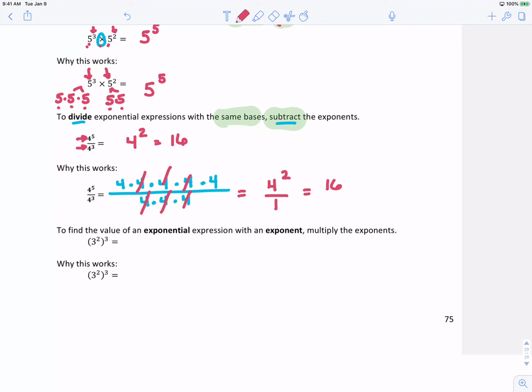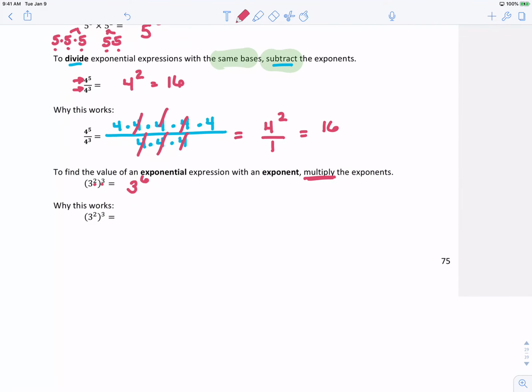And this is often called a power to a power, an exponent to another exponent. And what we do for this when we have an exponent to an exponent is we multiply the exponents. I don't have the base written twice. The base only has to be there one time. But when you have a power to a power, you multiply. So this would be 3, 2 times 3 is 6.